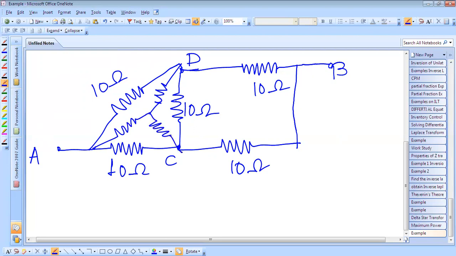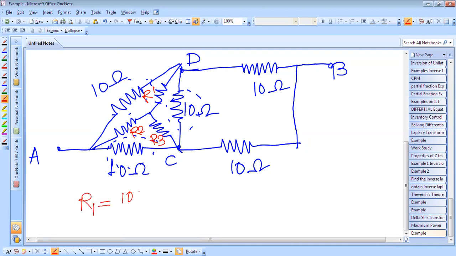So if you convert this delta into the star, this will be removed. Okay, this will be removed. So what will happen? These two will be in series, these two will be in series. Okay. Now we'll find this resistance. Suppose this is R1, R2, and this R3. How can you find this R1?